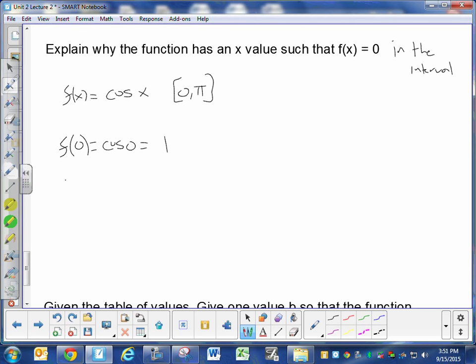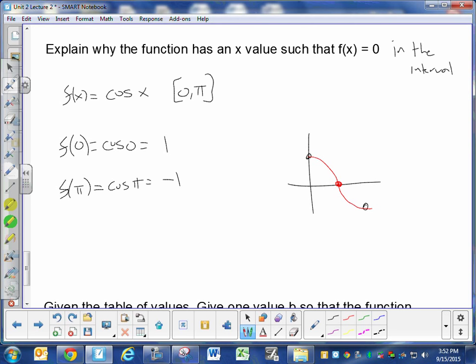f of 0 is 1, f of pi is -1. So that means I have 2 points, (0, 1) and (pi, -1). That means no matter how I connect these 2 points, I will have some x-coordinate somewhere that will produce the y-coordinate of 0. So cosine looks like that, and you know that pi over 2 is the answer. But the intermediate value theorem does not care about where the answer is, just the existence of the answer.